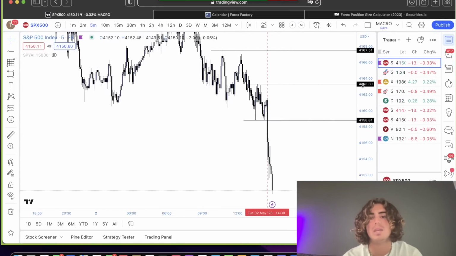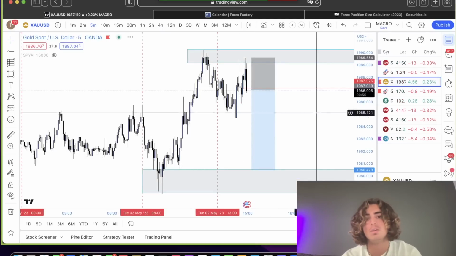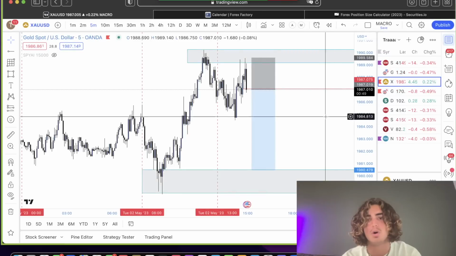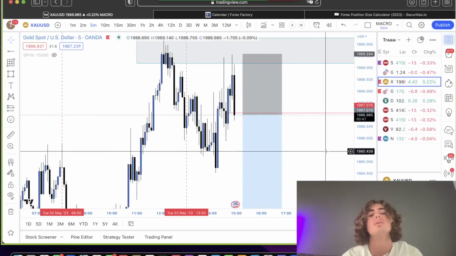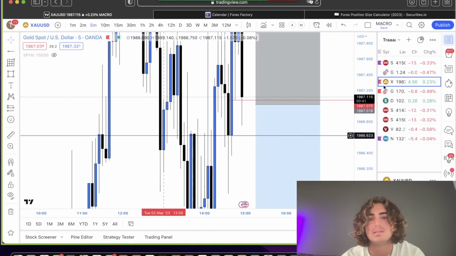Let's look at the S&P. Yo, yeah, we're not trading the S&P today. Look at this bullshit. We're not doing that. Gold is the focus. We also have potential for GU. I don't really know about it though, but gold looks like the move. If we get a break of structure, I'm going to hold off for a little bit and just see what news does.